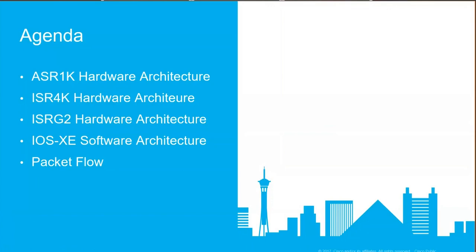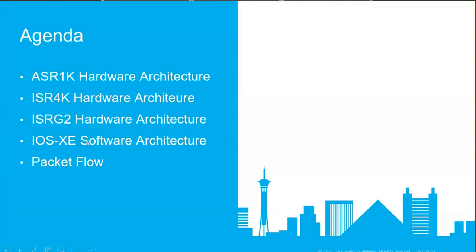Yes, sir. Okay. So yeah, ASR 1K and ISR 4K are IOS XE devices, and ISR G2 is a bit old, and most of these routers are towards end of life. And this runs the classic IOS software. We'll talk about what the hardware architecture is, how they are designed, and how it differs from the traditional IOS routers.